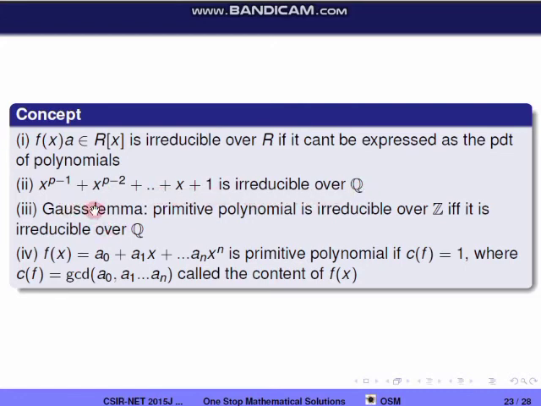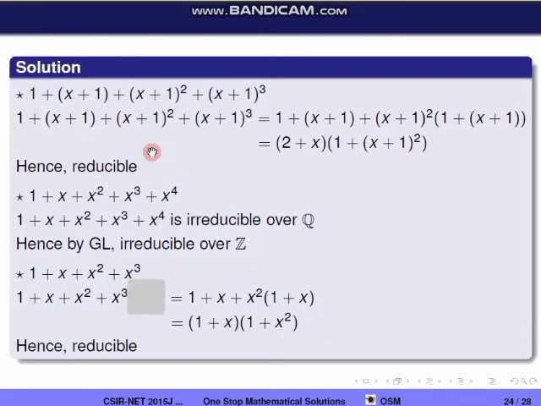Gauss lemma: a primitive polynomial is irreducible over Z if and only if it is irreducible over Q. f(x) equal to a0 plus a1x plus etc. up to an x^n is a primitive polynomial if c(f) equals 1, where c(f) is equal to gcd of a0, a1, etc. up to an, called the content of f. So now we'll move on to the question and we'll check the options one by one.